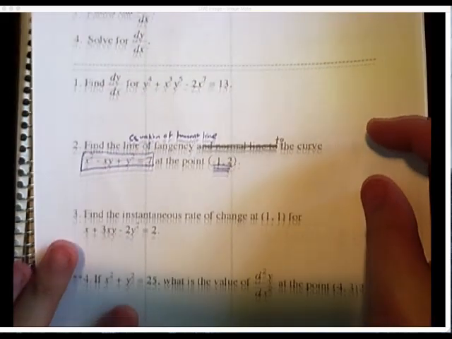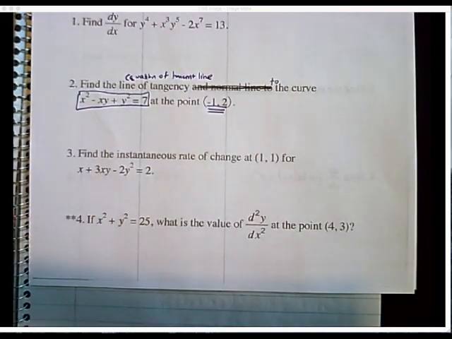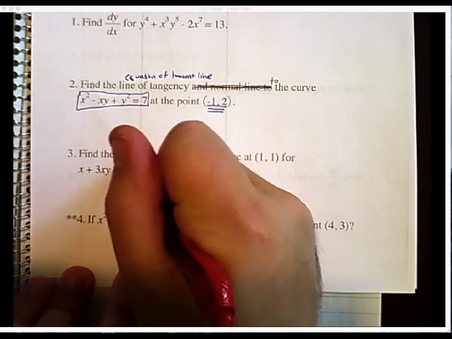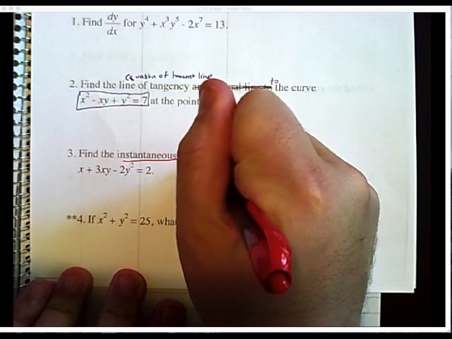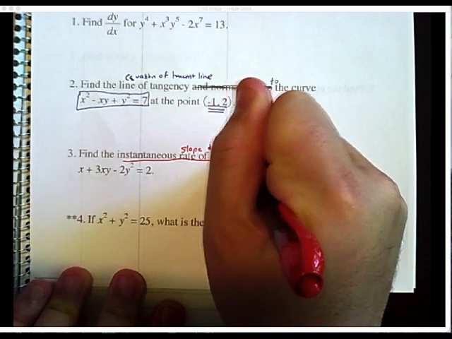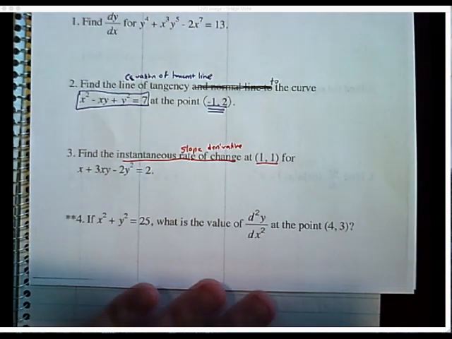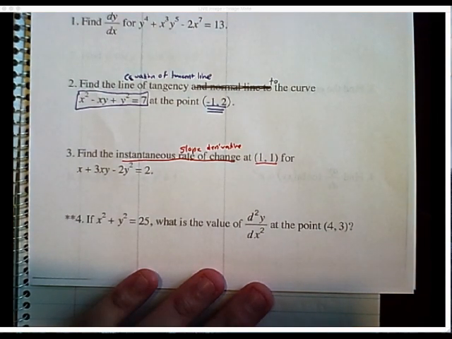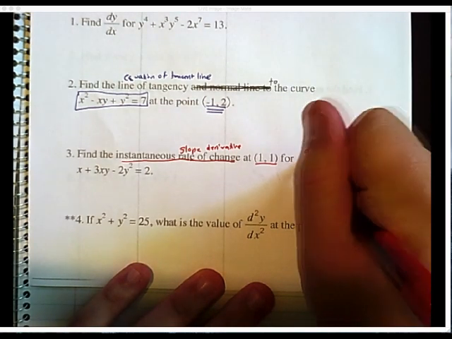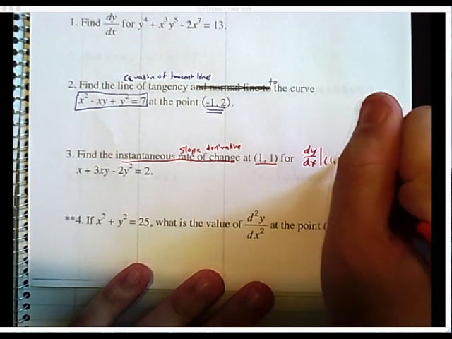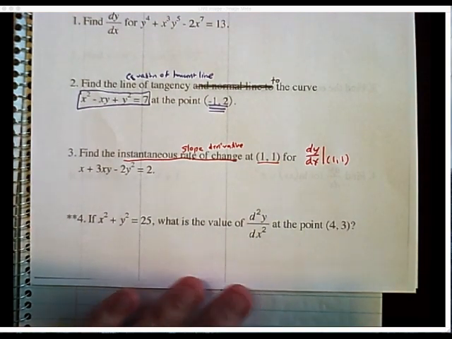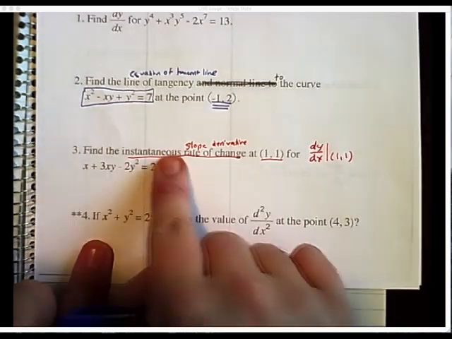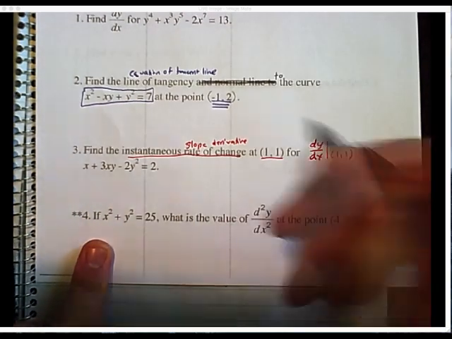So let's do problem 3. It says, find the instantaneous rate of change. What does that mean? That means slope or derivative at the point 1, 1. All right, so what I'm trying to find is the derivative evaluated at 1, 1. So how do I do that? This is an implicit relation, so I have to use implicit differentiation.